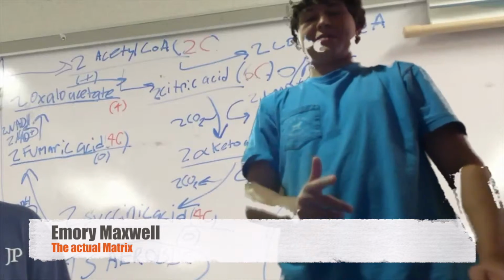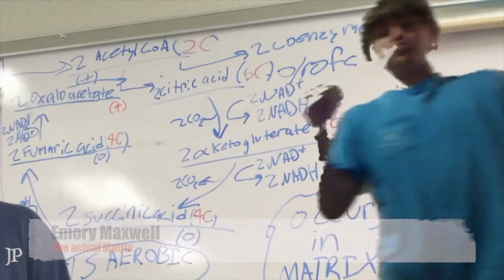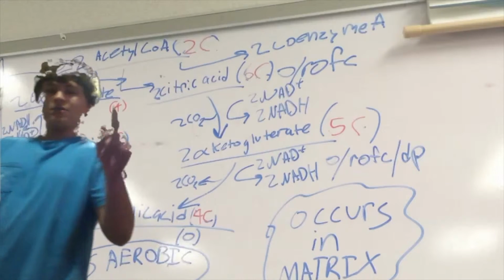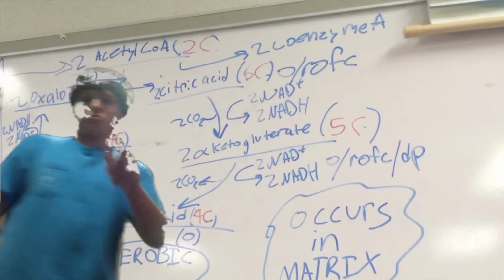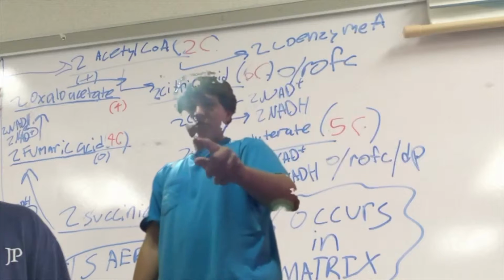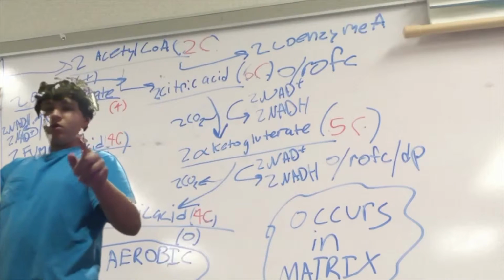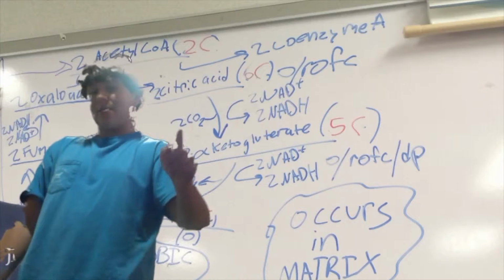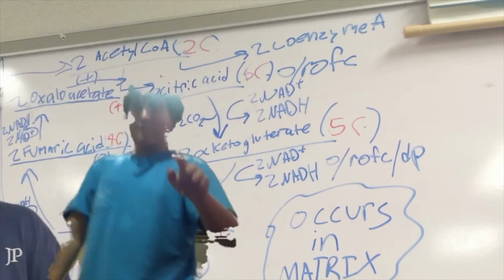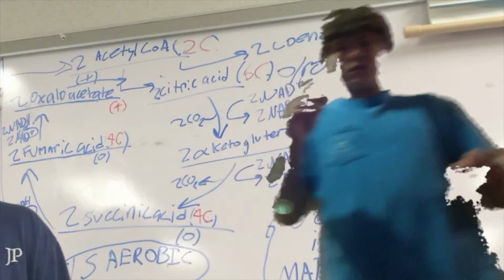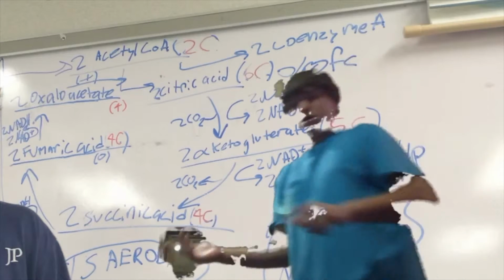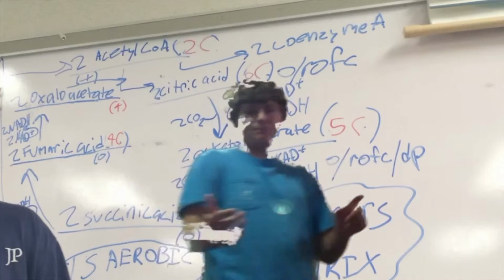Hi, I'm Emory Maxwell, and I'm here to tell you about the Krebs cycle. First off in the Krebs cycle, the acetyl-CoA combines with 2 oxaloacetates, and their carbons combine to form a 6-carbon citric acid. Then it releases NADH and CO2, and it turns into 2 alpha-ketoglutarate, which is a 5-carbon compound since the CO2 is released.